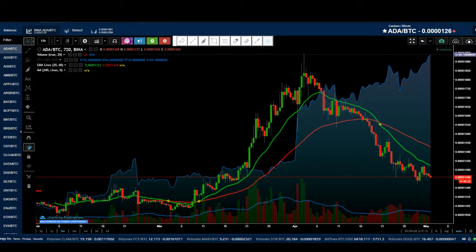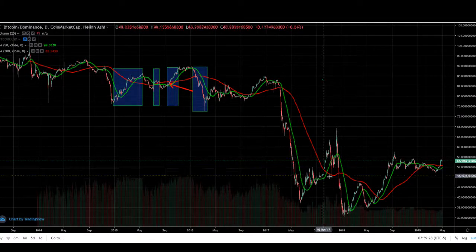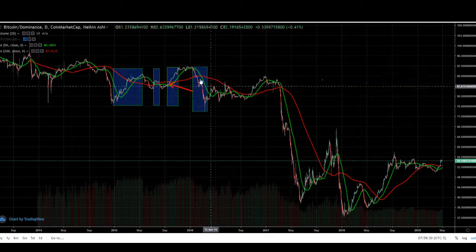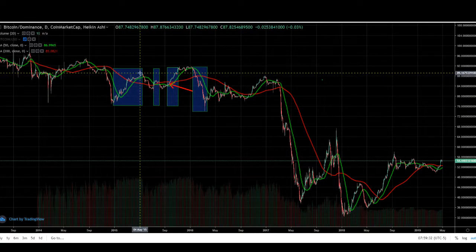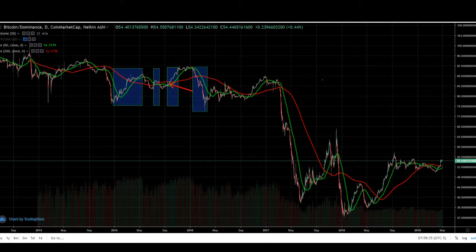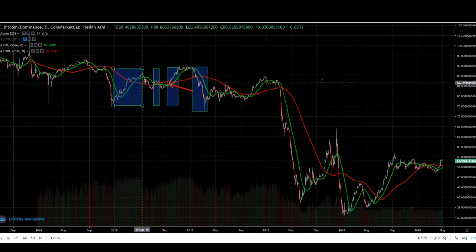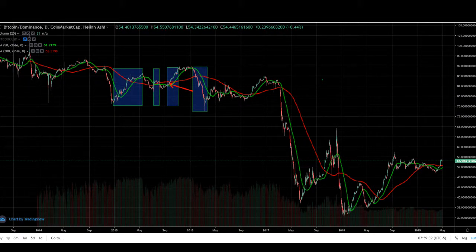And if Bitcoin dominance is making a bottom formation and breaking out, every time it made the bottom formation and broke out higher, altcoin market cap from 2015 here pulled back. Wow, this is a great chart. Daily.